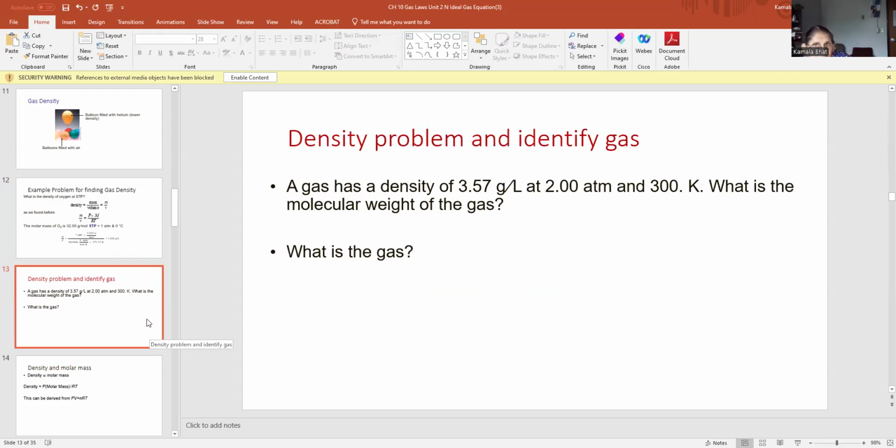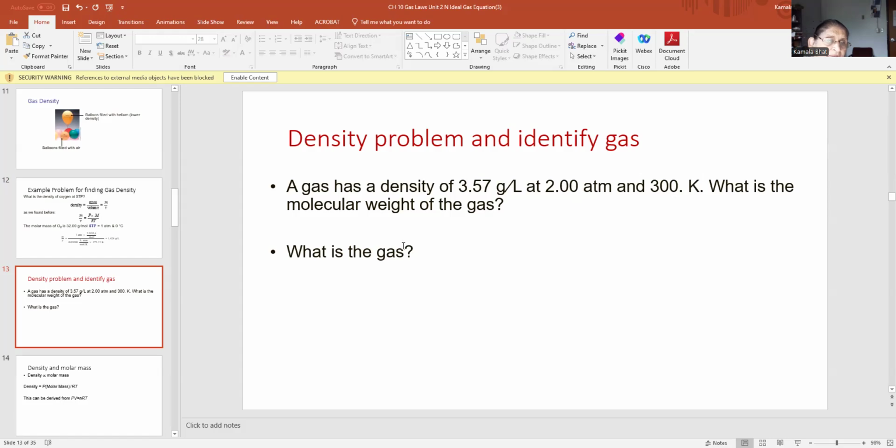Now, we can use the density. Once we calculate the density, it is also possible to identify the molar mass or molecular weight of the gas. Once we get the molar mass of the gas, then we can identify which type of gas it is. So in this problem, you're given the pressure in atmospheres and the temperature in Kelvin, and you're asked to find out the density of the gas.